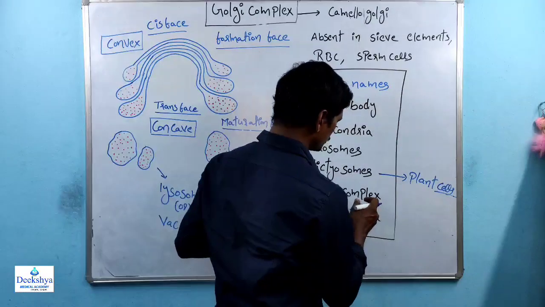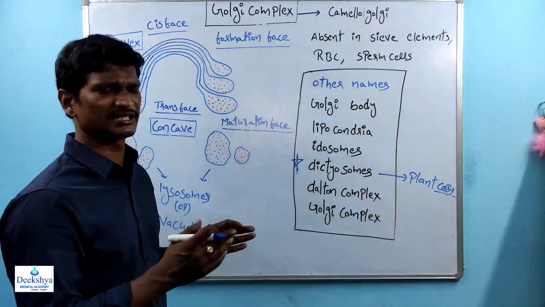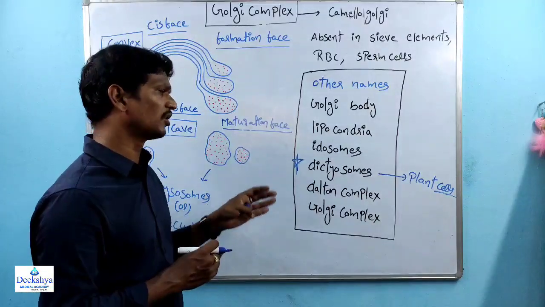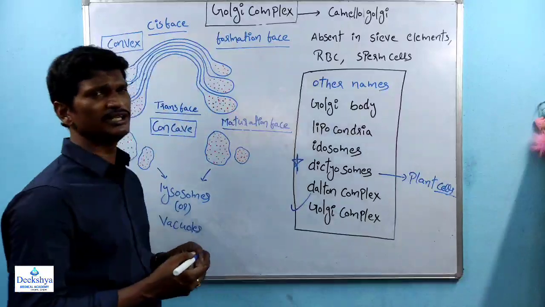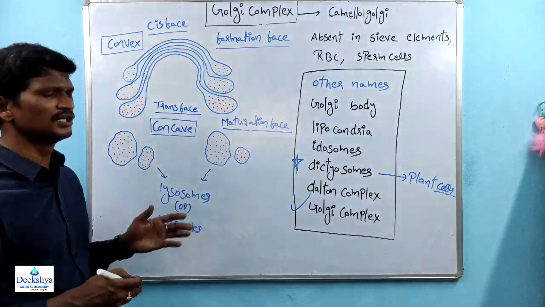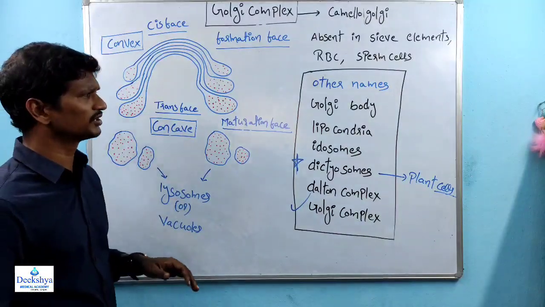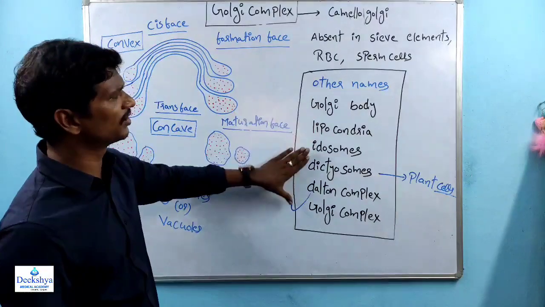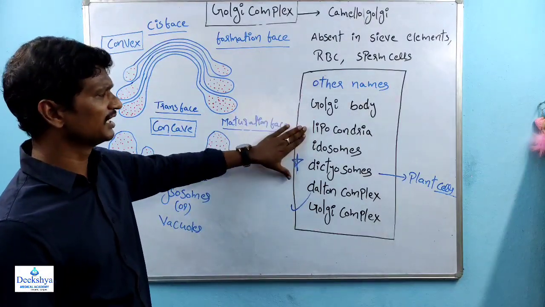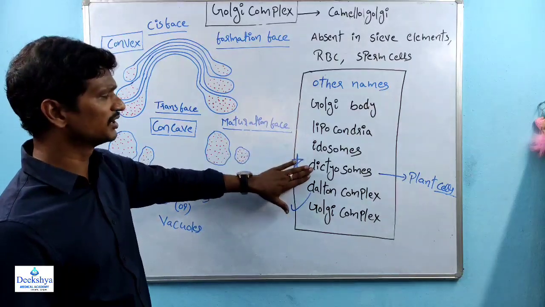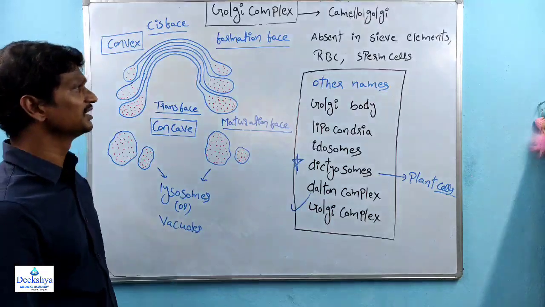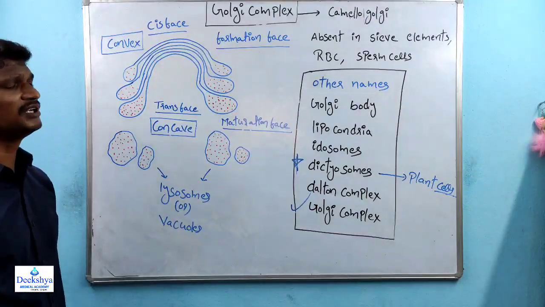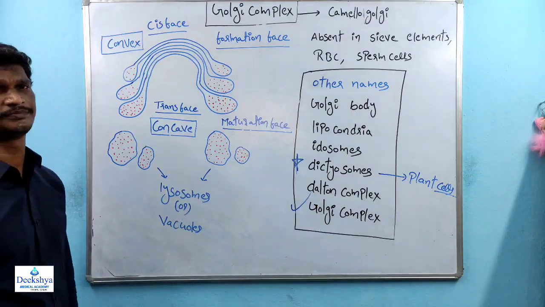There is also the Dalton complex. Finally, we call these Golgi complexes. So the other names of the Golgi complex are Golgi body, lipochondria, idiosomes, dictyosomes, Dalton complex, and Golgi complex.